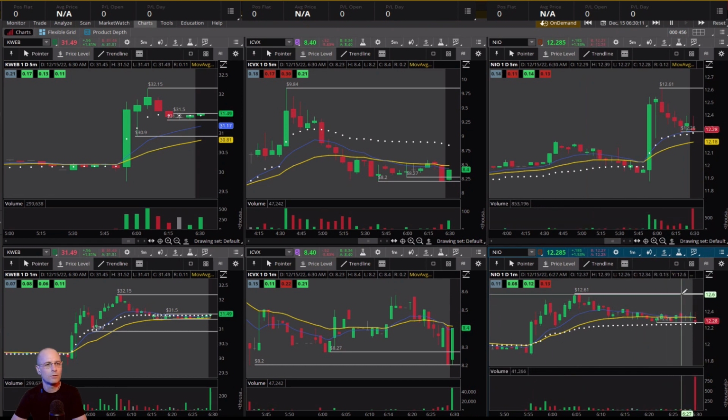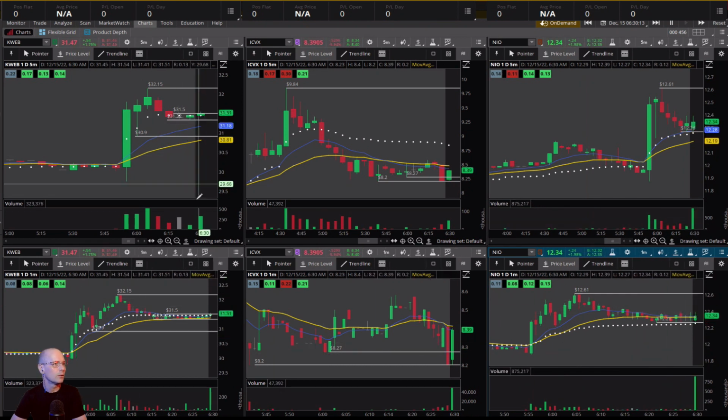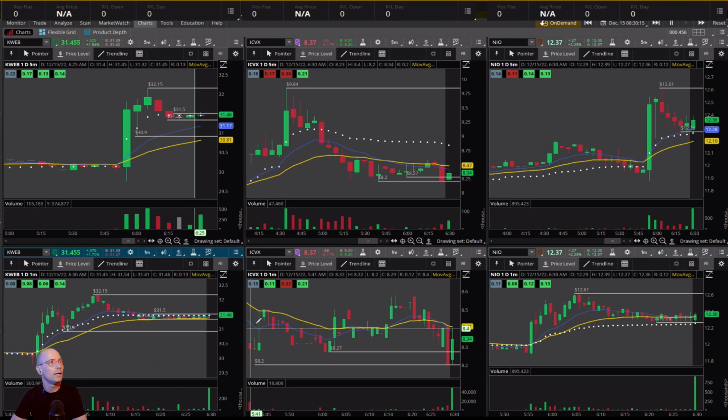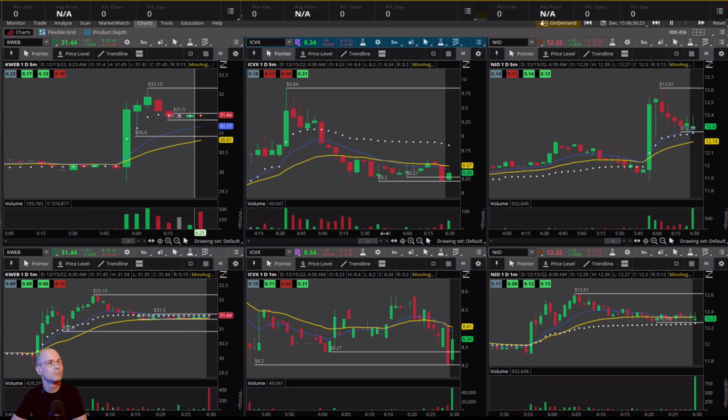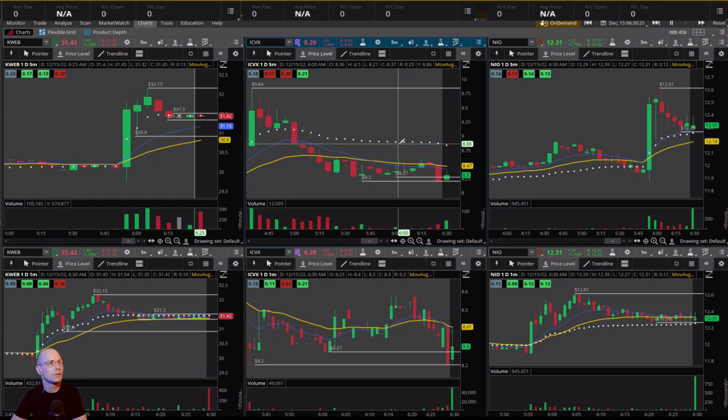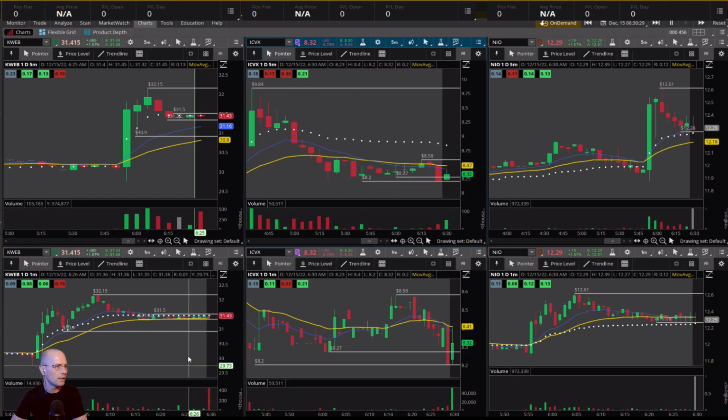So NEO just looking for a lower high. KWEB just looking for a lower high. And ICVX already got a lower high on the 15-minute. So I'm interested in ICVX if we get over 858. I'm going to watch my candle ranges here.